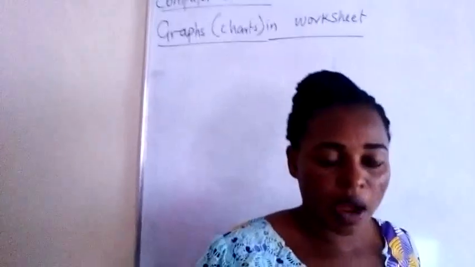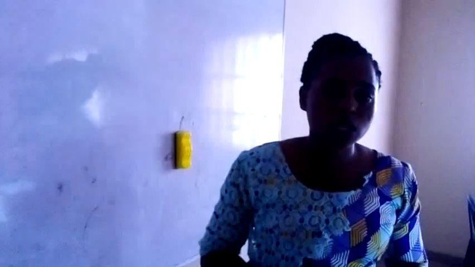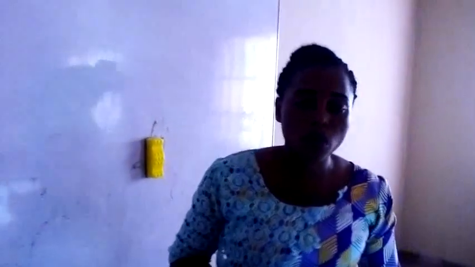What is a graph? A graph is a diagram showing the relationship between varying quantities. It is also a diagram used to indicate the relationship between two or more variable quantities.